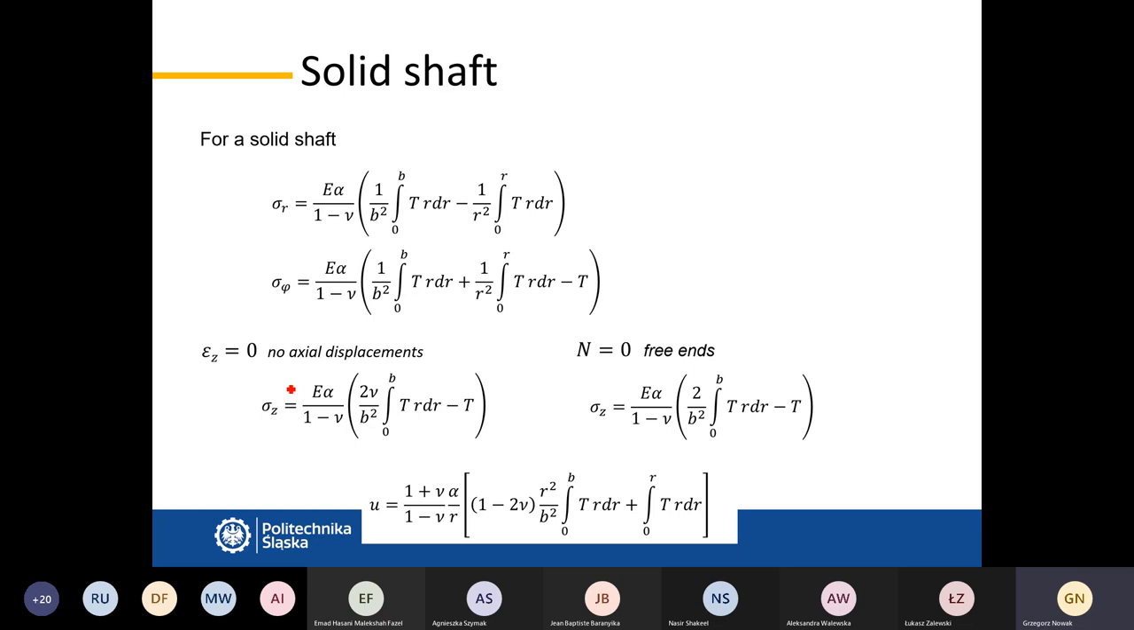The elongation, so the change in the diameter, where u is the displacement, the increase in the radius exactly, is provided by this formula, very similar, where we also have alpha, the expansion coefficient. We have the geometry, the external radius. It depends strongly on the external radius, and it will depend on the temperature distribution in the shaft, which is quite obvious. I will show you the distributions, how they look for particular cases.